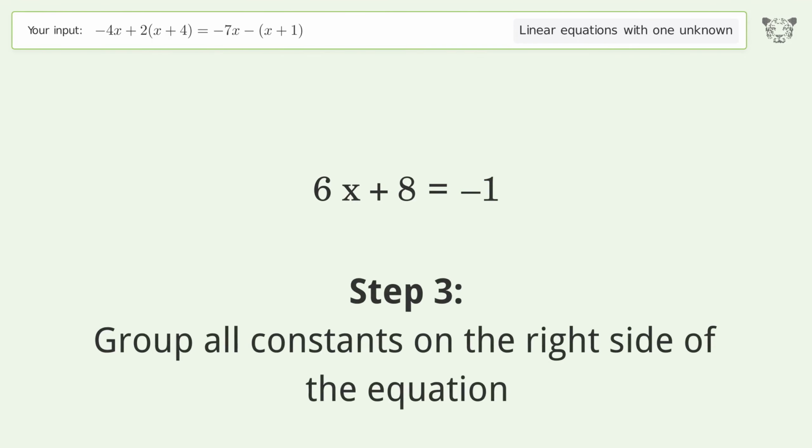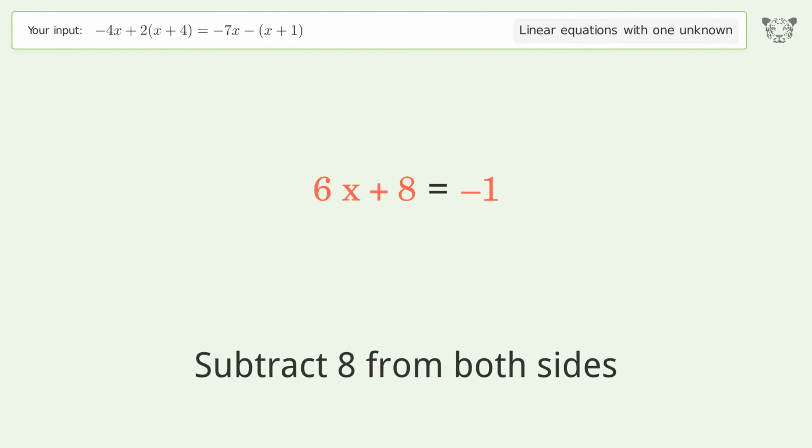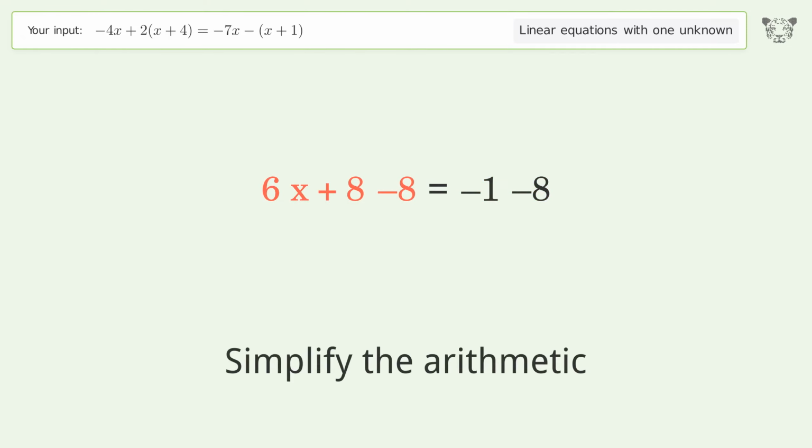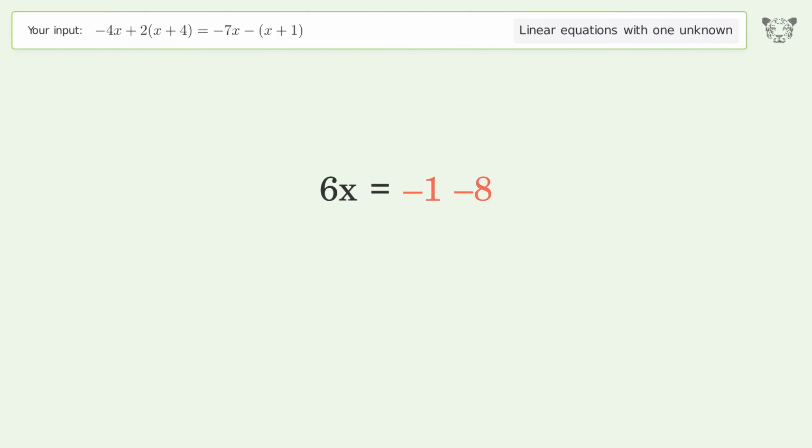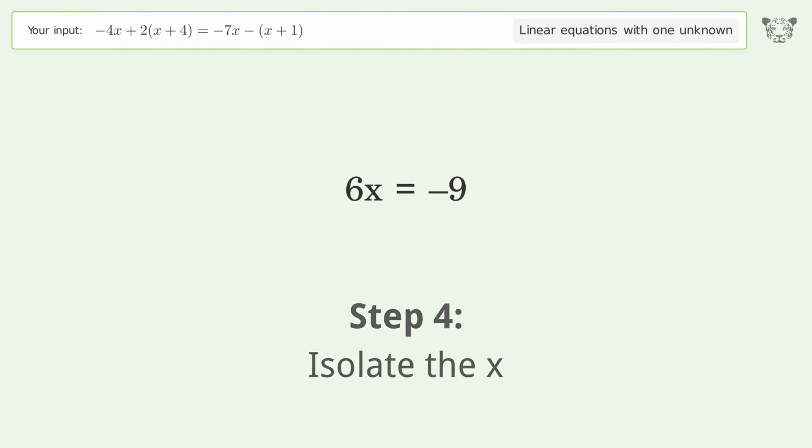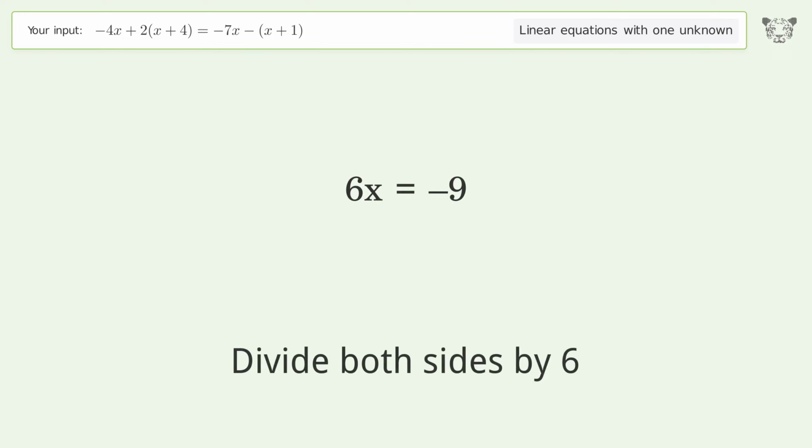Group all constants on the right side of the equation. Subtract 8 from both sides. Simplify the arithmetic. Isolate the x. Divide both sides by 6.